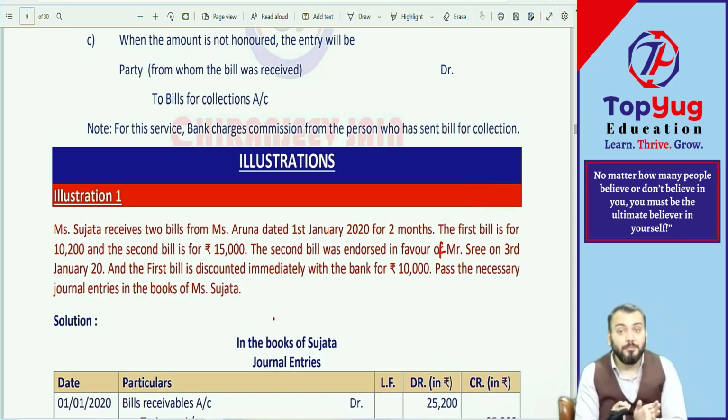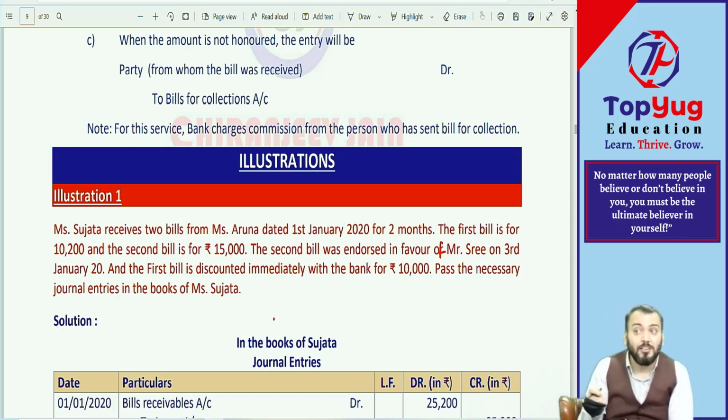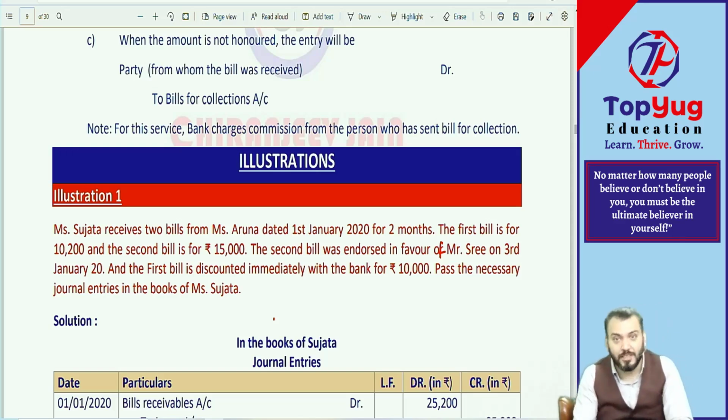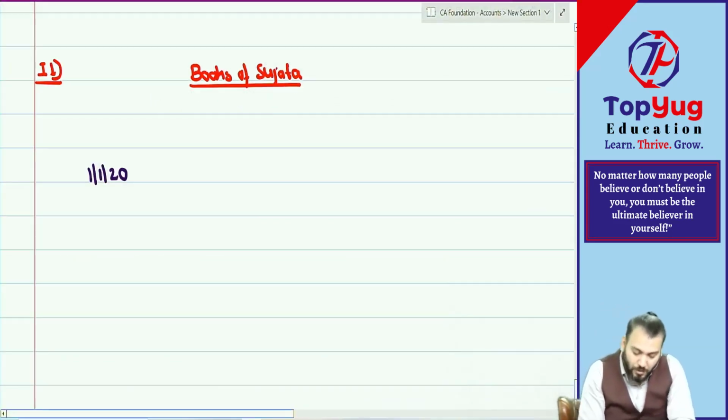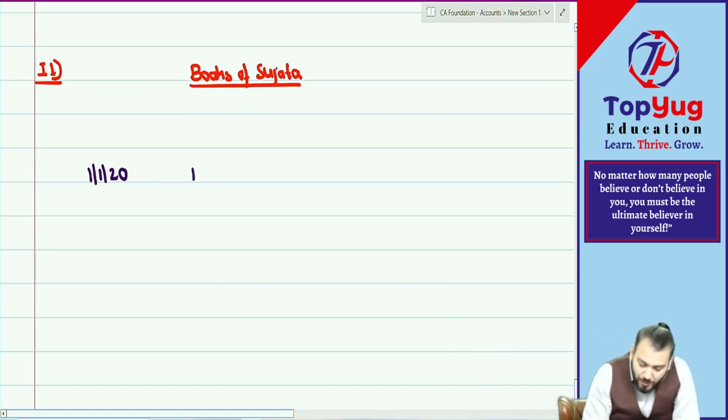If it is given that bill was drawn on 1st Jan, bill was accepted on 2nd Jan, so you need to pass the entry on 1st Jan or 2nd Jan? 2nd Jan on acceptance. Correct? On drawing of bill, no journal entry. Are you getting what I am saying? So on 1st Jan, you have received bills, the bill receivable.